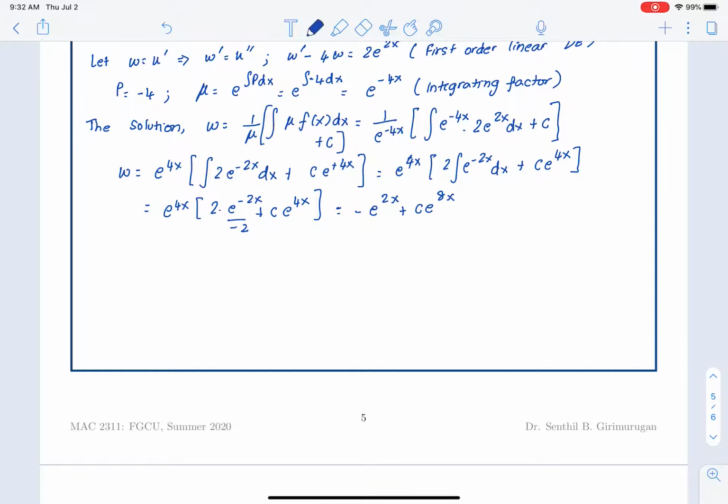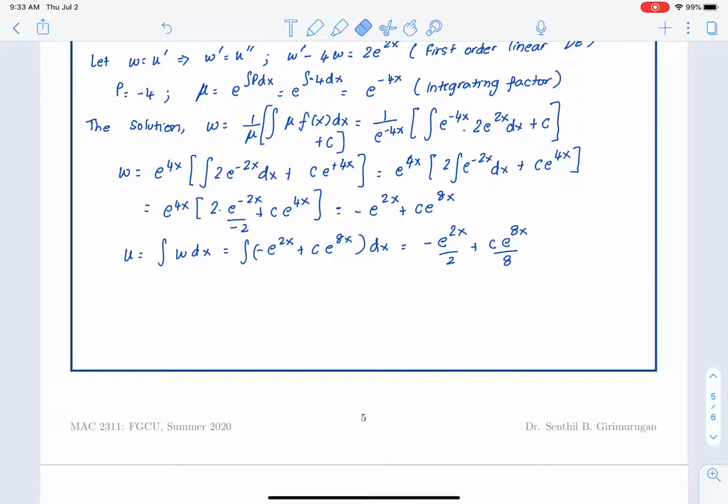We need to find the solution to u. So how do we find u? We find u by integrating w. So the integral of negative e raised 2x plus c times e raised 8x dx, which would give us negative e raised 2x divided by 2 plus c times e raised 8x divided by 8. And that would be u.